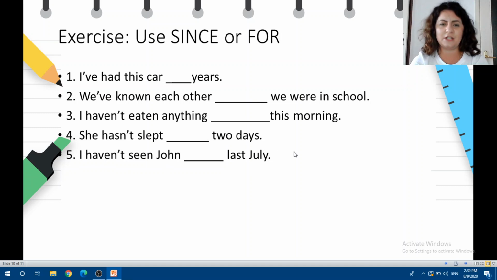Pause the presentation, write the following sentences in your notebooks, and do the activity individually. Now, let's check the answers. I've had this car for years. We've known each other since we were in school. I haven't eaten anything since this morning.